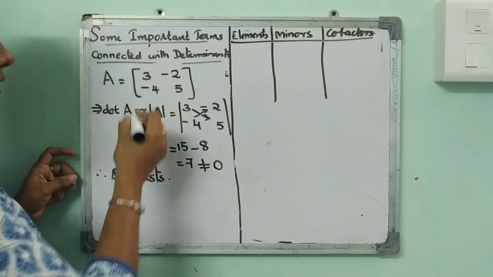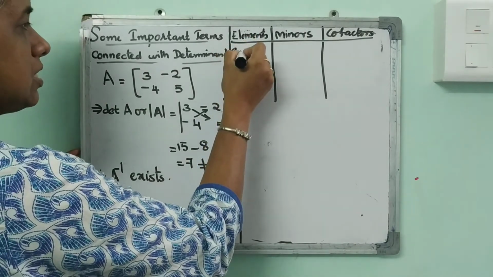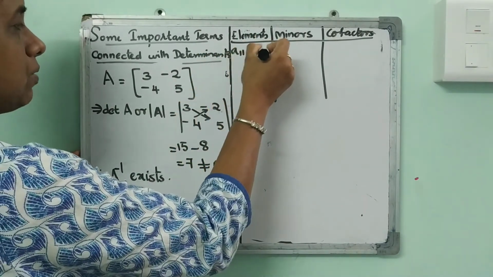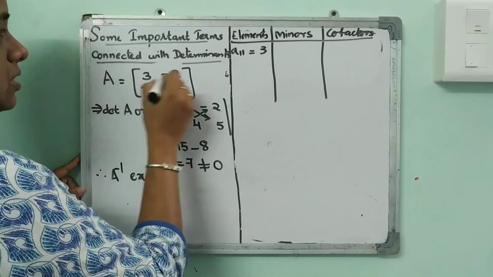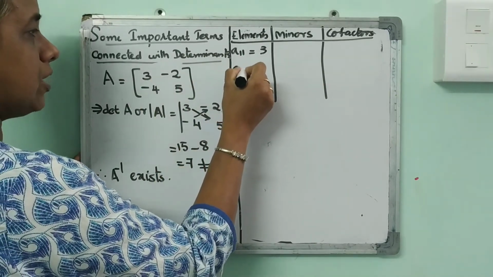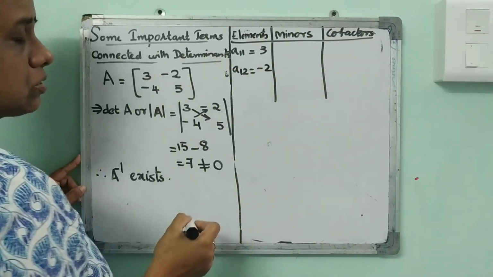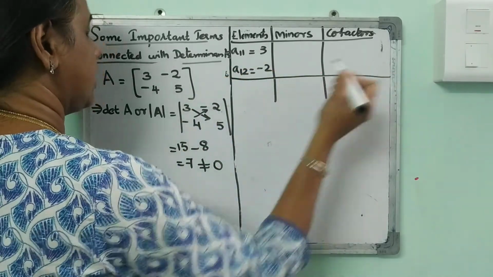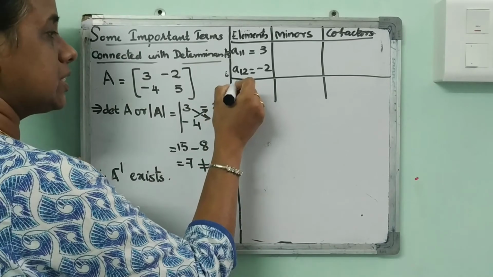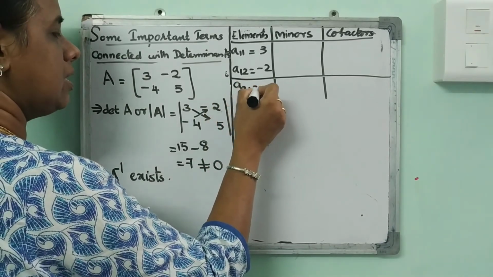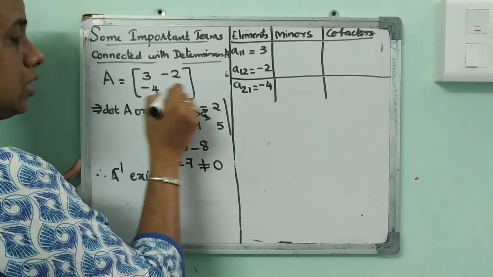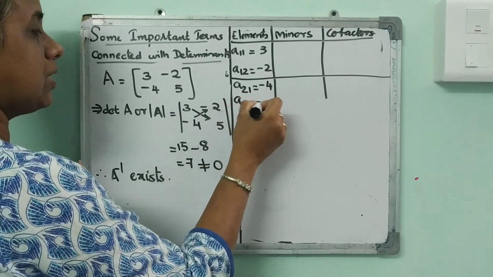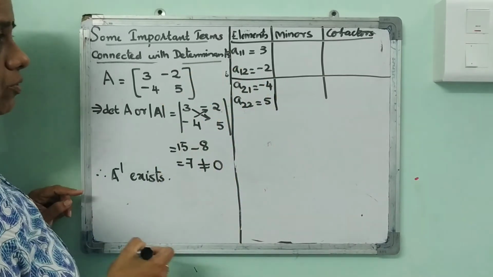Okay. You know that in this matrix, the first element is A11, which is equal to 3. With the second element in the first row, we have A12, which is equal to minus 2. So with that, the first row gets over. So let me put a line over there. Now, what is the second row first element? A21, which is equal to minus 4. Then you have A22, which is equal to 5. Okay, I have put it there.